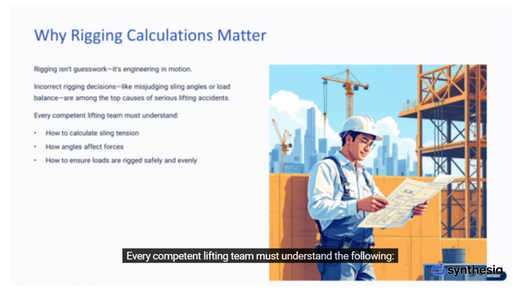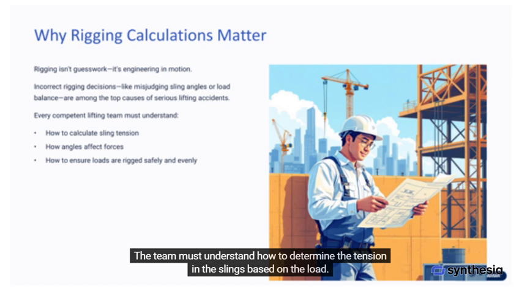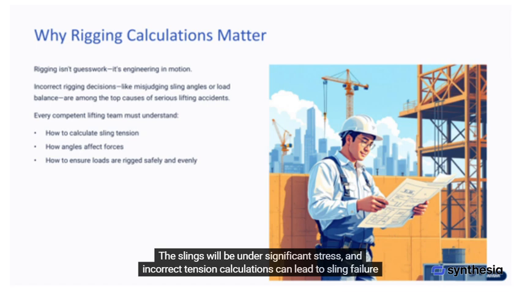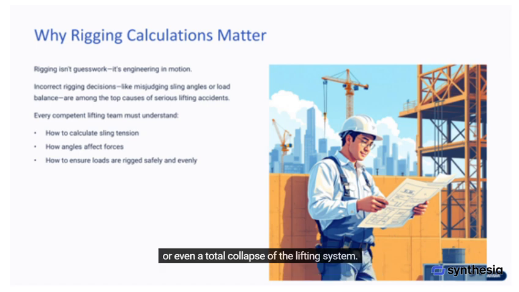Every competent lifting team must understand the following. How to calculate sling tension. The team must understand how to determine the tension in the slings based on the load. The slings will be under significant stress, and incorrect tension calculations can lead to sling failure or even a total collapse of the lifting system.